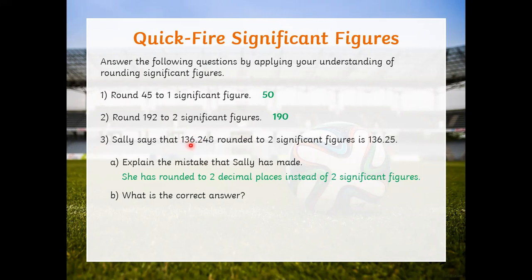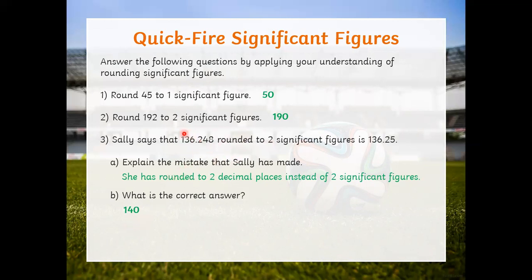So we have 136.248, and we want two significant figures, so the 1 will stay the same, and then we're either going to have a 4 here or a 3 here. So we're going to have 130 or 140. So we need to determine if 136 is above the halfway point or below the halfway point between 130 and 140. And in this case, it is above the halfway point, so it'll be rounded up, and we'll have 140 as the correct answer for having two significant figures.